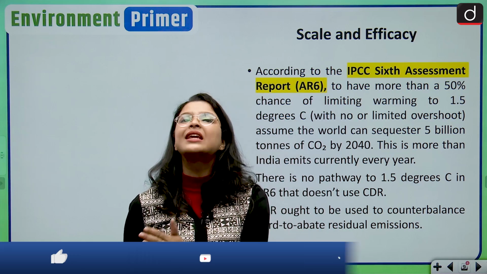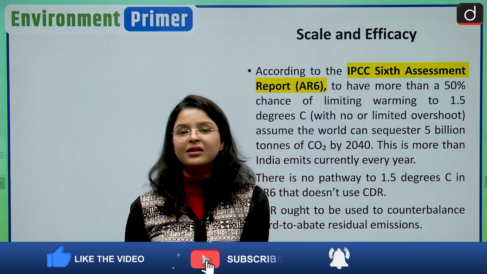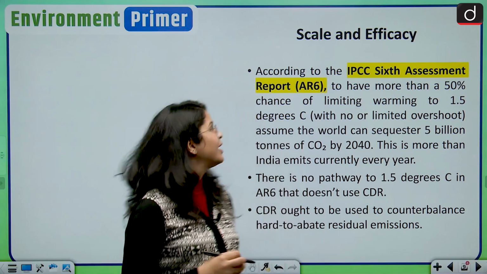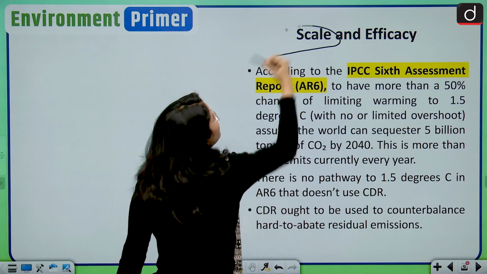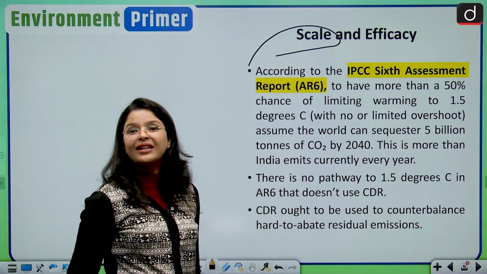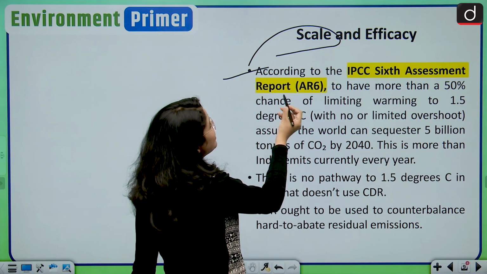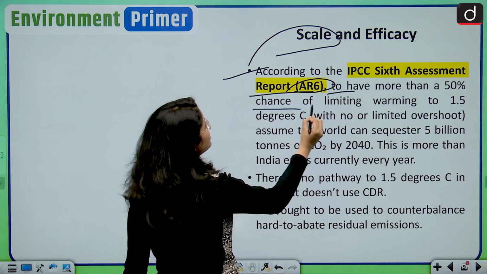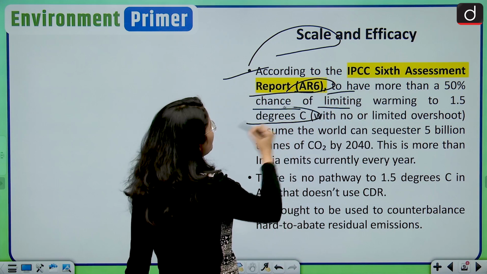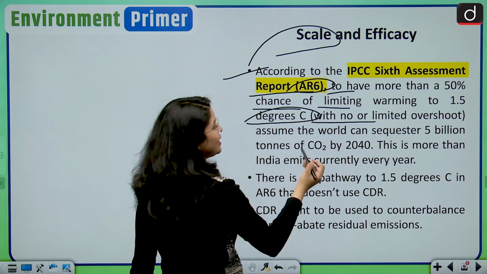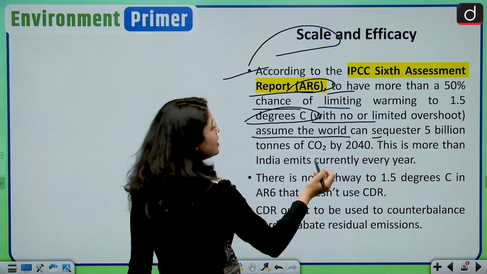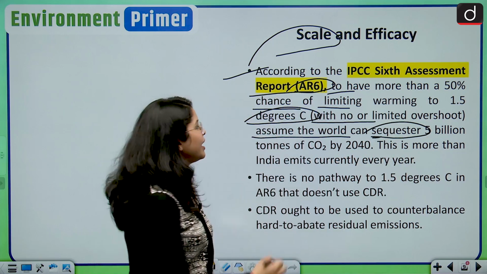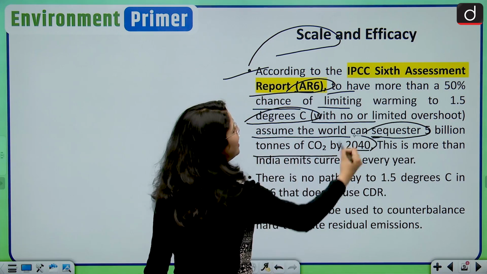That means at what scale do we need to practice CCS and CDR, and what is the efficacy of this technique. Okay. So if I talk about the scale, then according to the IPCC 6th assessment report, or the AR6, to have more than a 50% chance of limiting warming to 1.5 degrees Celsius with no or limited overshoot, assume the world can sequester. Sequestering is also a technique of carbon dioxide removal. Okay, 5 billion tons of carbon dioxide by 2040.